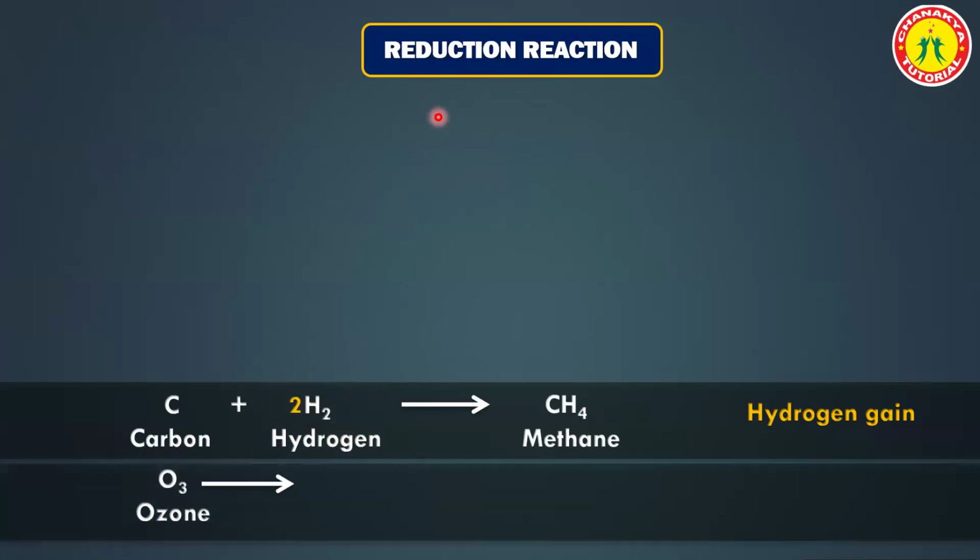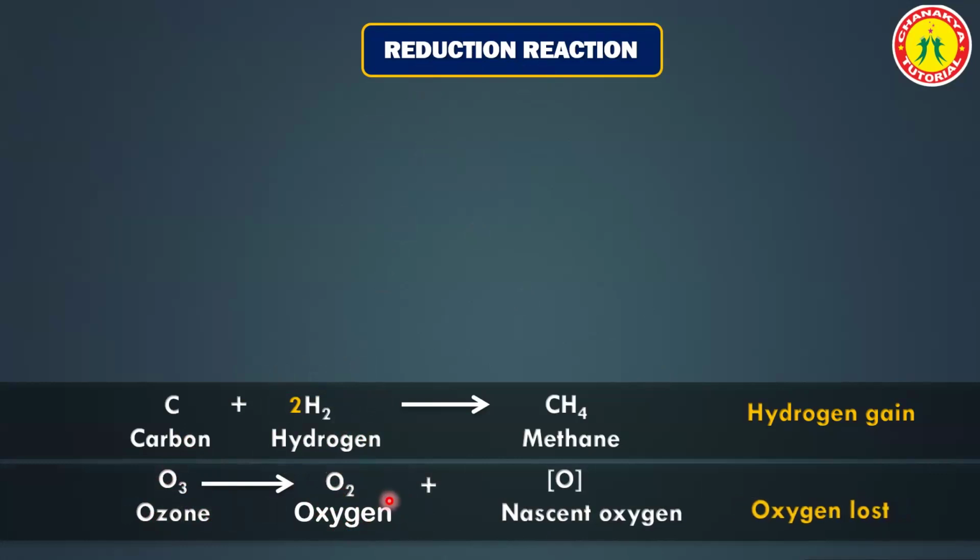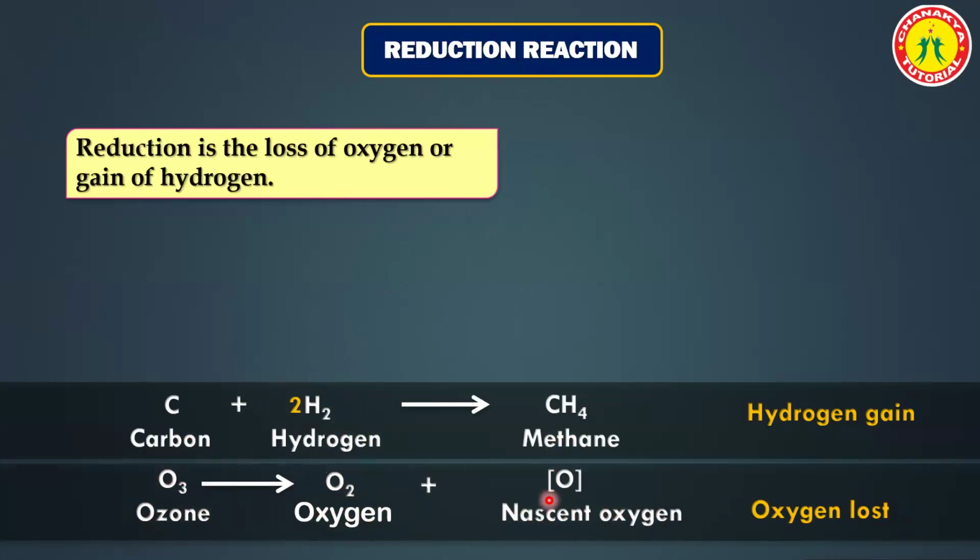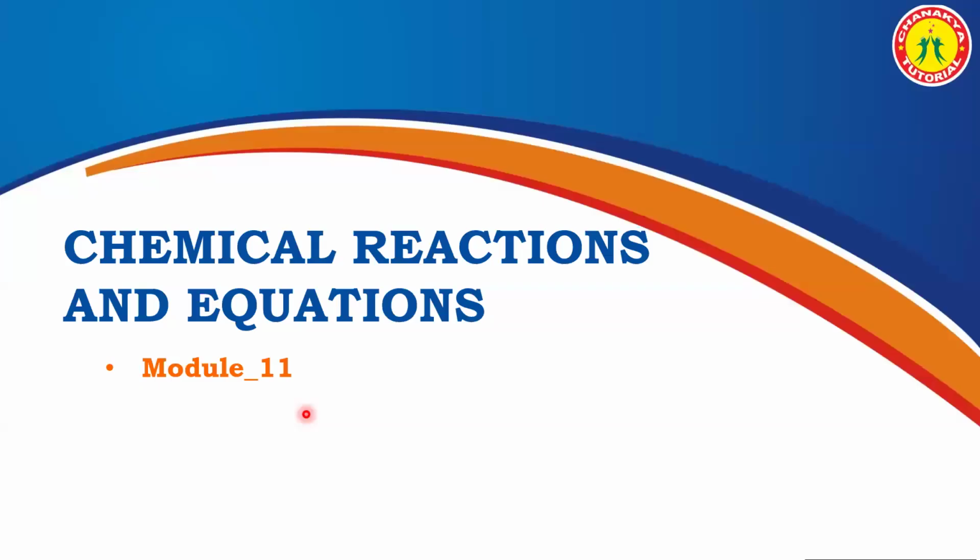Similarly, in ozone, there is an O3 molecule. It gives rise to O2 plus oxygen. That is, we removed one oxygen from this ozone molecule to form oxygen. So there is loss of oxygen in this reaction, and loss of oxygen is also reduction reaction. So reduction reaction is an example where there is loss of oxygen or gain of hydrogen. So the chemical reaction in which there is loss of oxygen or gain of hydrogen is an example of reduction reaction. Next, we'll study redox reaction.